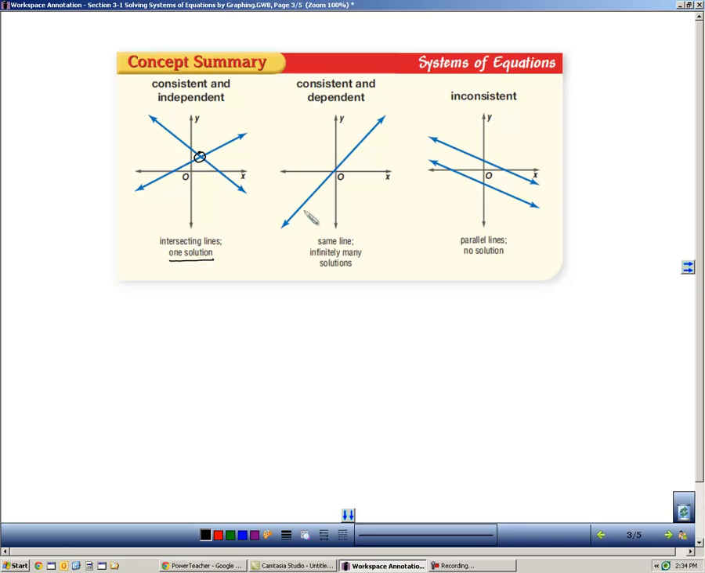Now those two lines could also be drawn right on top of each other, and that's what you see here. And if you see that, there are an infinite number of solutions because the two lines touch each other everywhere. And we call that consistent because they touch, and dependent because they touch in all the spots. And the third possibility when you graph two lines is those two lines could never touch at all. And we say that those lines have no solution. There's no point in which they intersect. And we call those kinds of lines inconsistent.